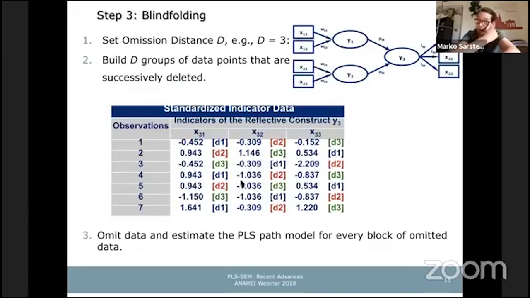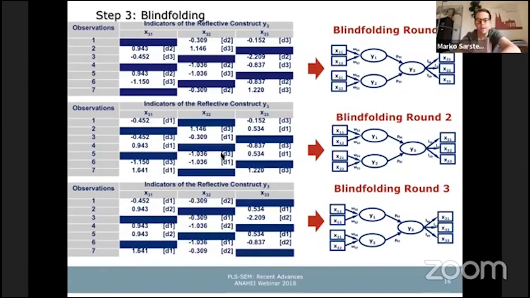So what we are doing now is defining an omission distance. This omission distance tells us which of these data points are going to be omitted in each of the blindfolding runs. For example, if we specify an omission distance of 3, that means that every third data point is omitted in each blindfolding run. And this is actually indicated here. For example, in the first run, all the data points where this little label D1, the blue one, is put, are omitted. So the first observation of X31, the fourth observation of X31, and so on. So we are moving by column and from left to right. In the second run, all data points with D2 are going to be omitted. And in the third run, all the ones where we have the D3 label are going to be omitted.